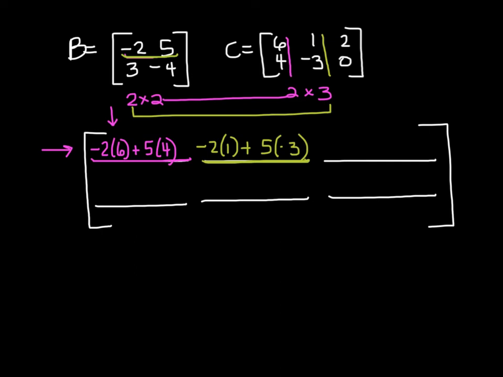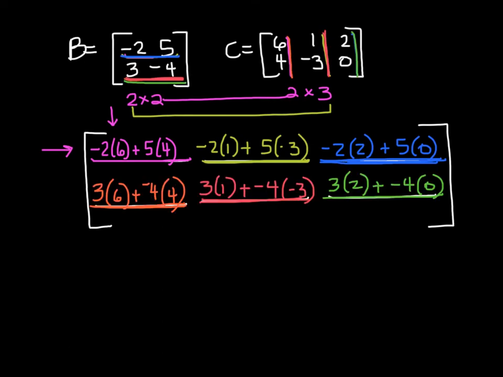The next one, this is the first row, the third column. So negative 2 times 2 plus 5 times 0. Okay, so now pause and see if you can fill in those bottom 3 elements. How'd you do? So let's complete our matrix. And that would be your completed matrix.